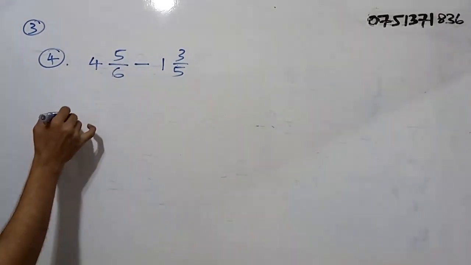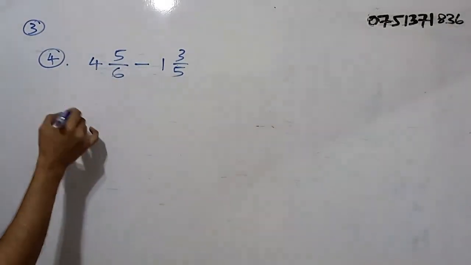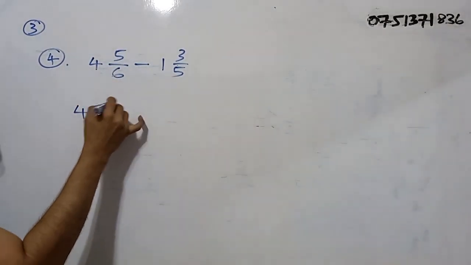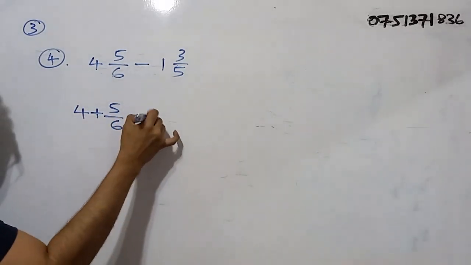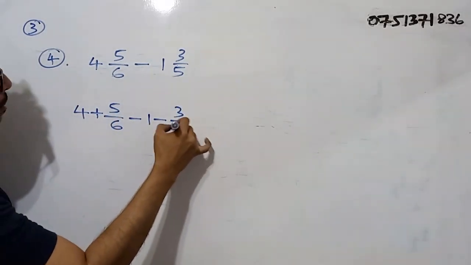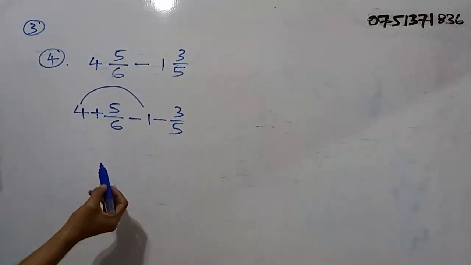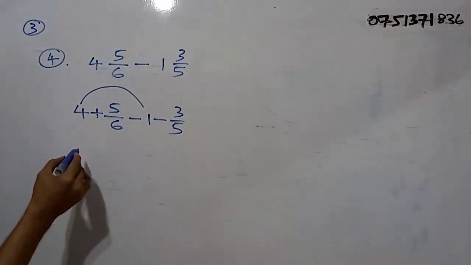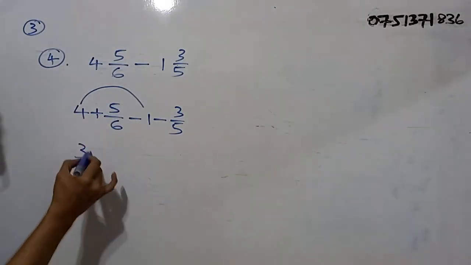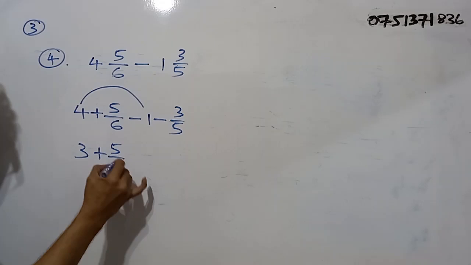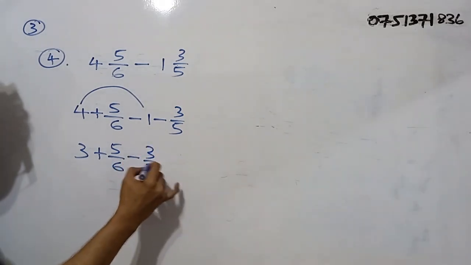Okay, so now we have to simplify this expression. So I can rewrite each of these two fractions in this way. 4 plus 5 by 6 minus 1 minus 3 by 5. Now I can simplify the two whole number parts. 4 minus 1, what is that? 3. Plus 5 by 6 minus 3 by 5.